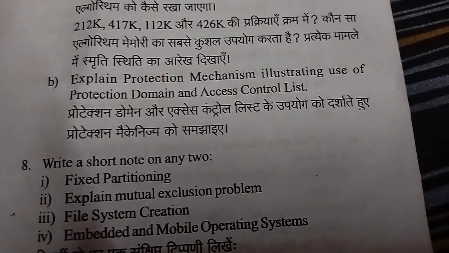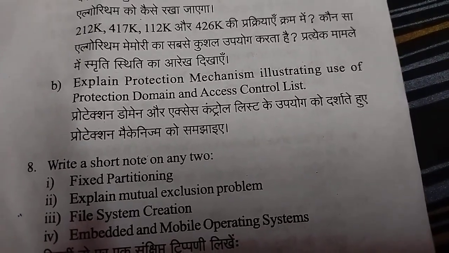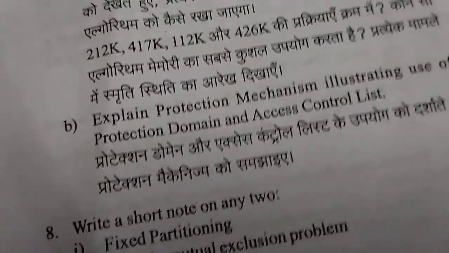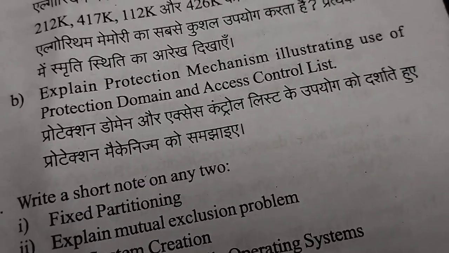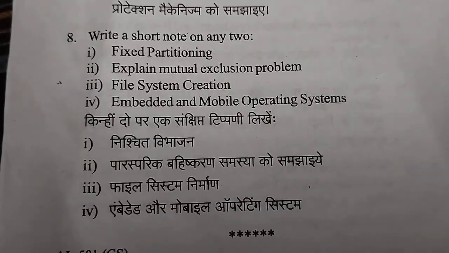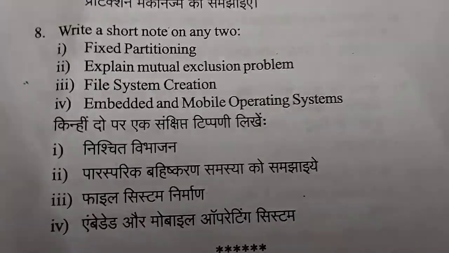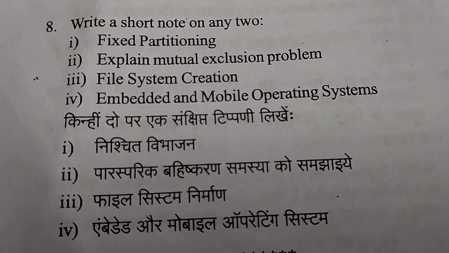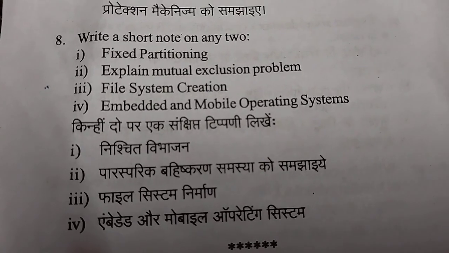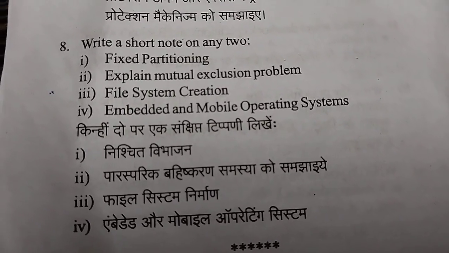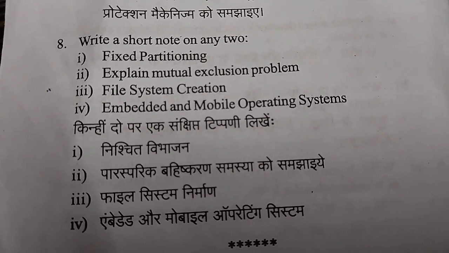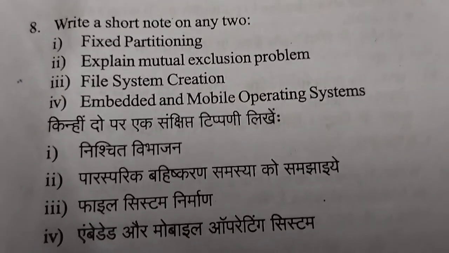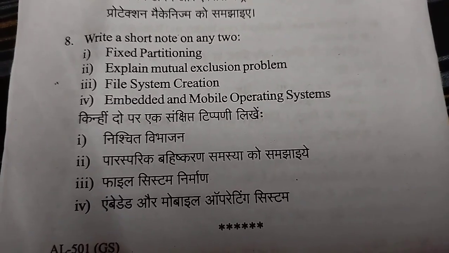Now we're talking about the second part of seventh question, which is explain protection mechanism illustrating uses of protection domain and access control list. Now last but not least, eighth question is about write a short note on any two. You choose two questions from four. First one is fixed partition, second one is explain mutual exclusion problem, third one is file system creation, last one is embedded and mobile operating system.